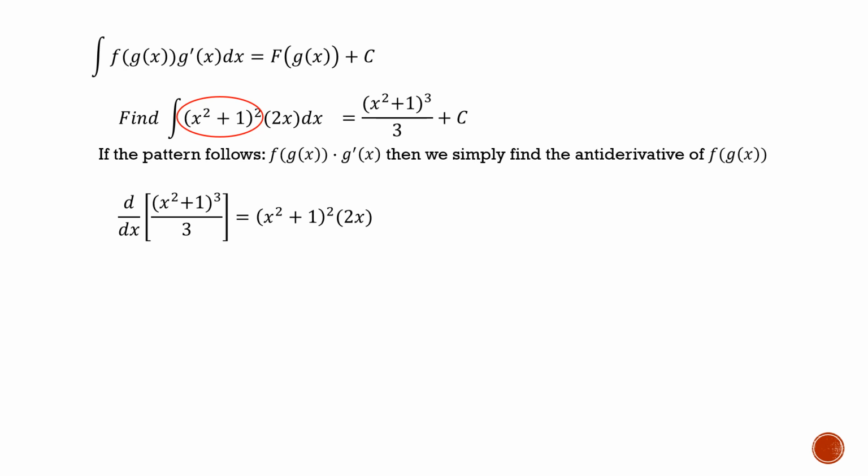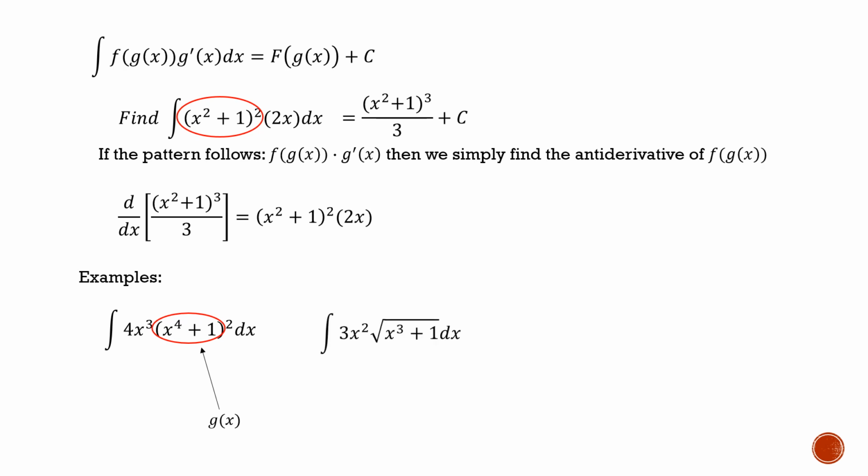Once you identify the pattern and the pattern fits, then you just simply have to find the antiderivative of the composite function. So for these examples, let's take a look. We have (x to the fourth plus 1) all squared, multiplied by 4x cubed. You're supposed to identify that this is my composite function and x to the fourth plus 1 is my g of x. So if I take the derivative of x to the fourth plus 1, I end up with 4x cubed. Therefore, this fits the pattern, and all I need to do is simply find the antiderivative of (x to the fourth plus 1) all squared.